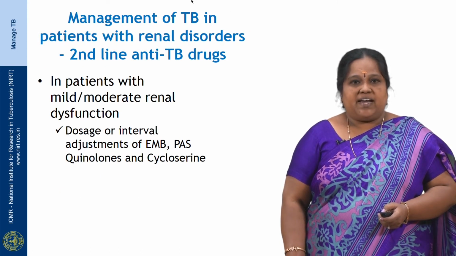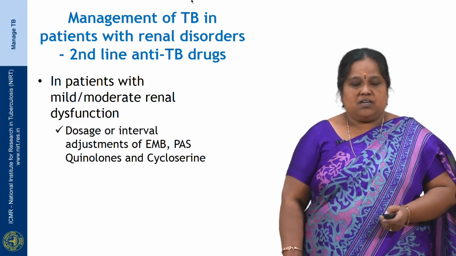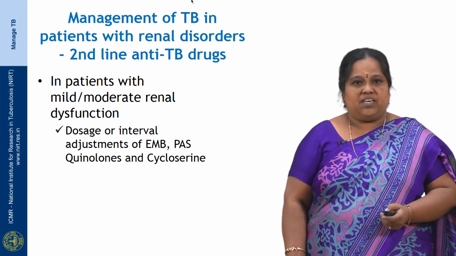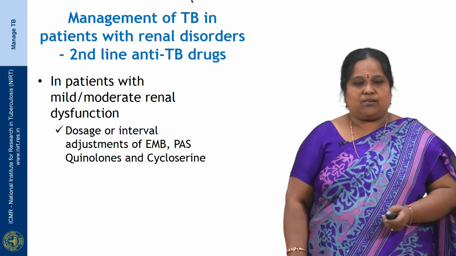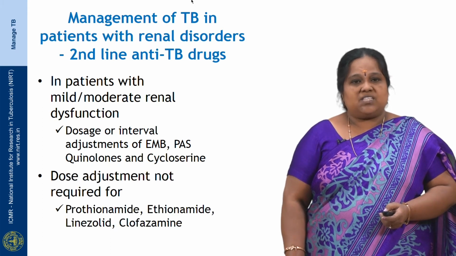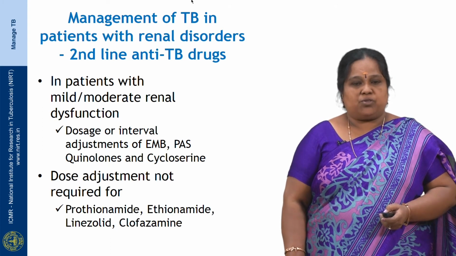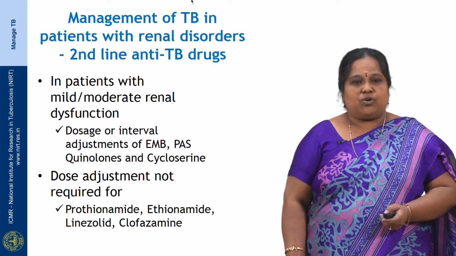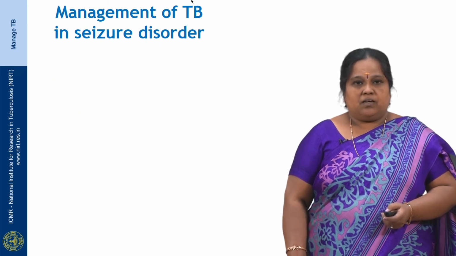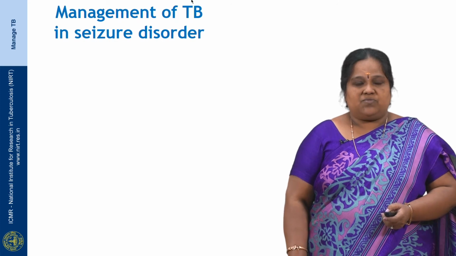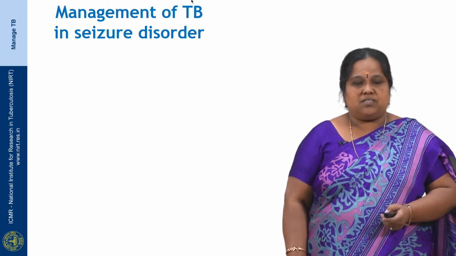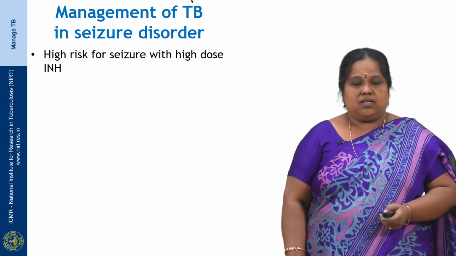In patients with mild or moderate renal dysfunction, dosage or interval adjustments of EMB, PAS, quinolones and cycloserine should be made. Dose adjustment is not necessary for prothionamide, ethionamide, linezolid and clofazimine. Another common problem which we have during TB management is patients with seizure disorder.